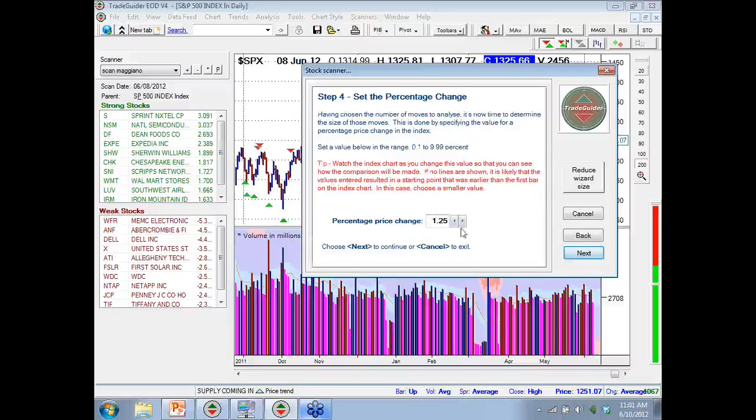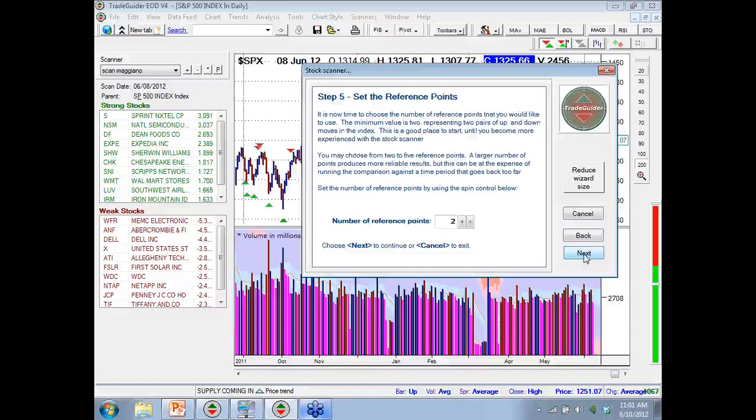Now you can set these parameters. I usually leave it as standard. You can play with this. I make adjustments if it makes sense on the chart, but I'll leave it at the standard if it doesn't. And then the reference points, you can use more than two. Two is a great place to start, though. It says the minimum value is 2, representing 2 pairs of up and down moves in the index. This is a good place to start until you become more experienced. In fact, I don't ever change that.